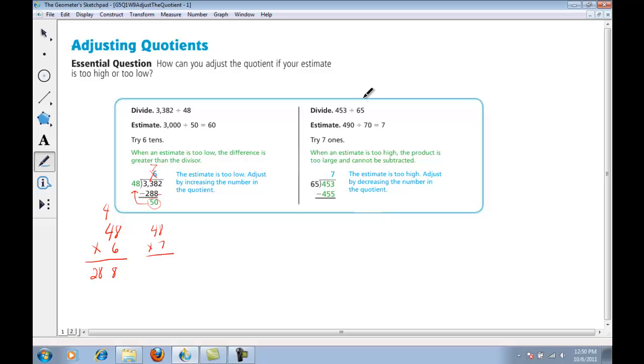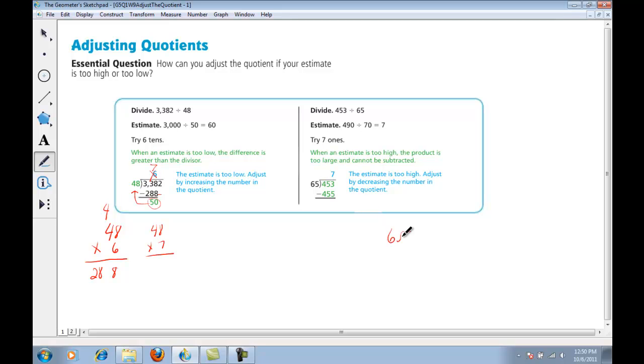Now let's look at this one. This problem is 453 divided by 65. We can estimate this to 490 divided by 70. And that gives us a quotient of 7. So let's try 7 ones when we do our division problem. If I'm putting 453 ones into 65 groups, can I put 7 in each group?